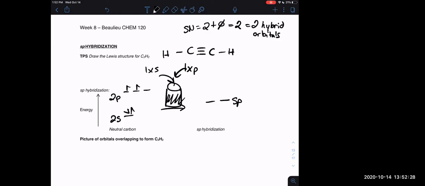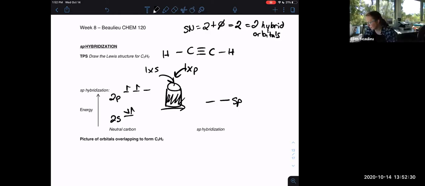What are the other 2 orbitals on that sp hybridized carbon? They are p orbitals that didn't go into that blender. The p orbitals that didn't go into the blender are the ones that had stuff in them. The p orbital that was empty went into that blender and got spit out into the sp orbitals. So my remaining 2 valence electrons go in the sp orbitals.